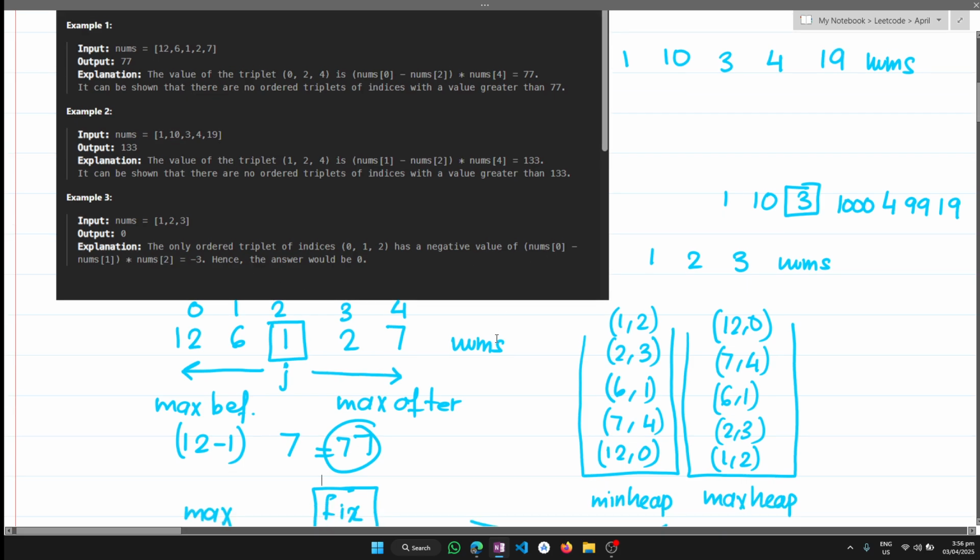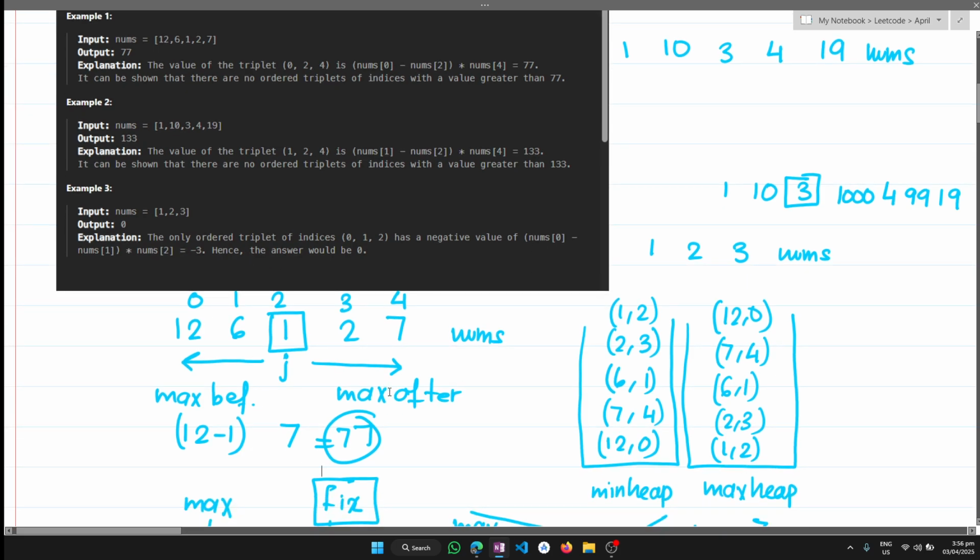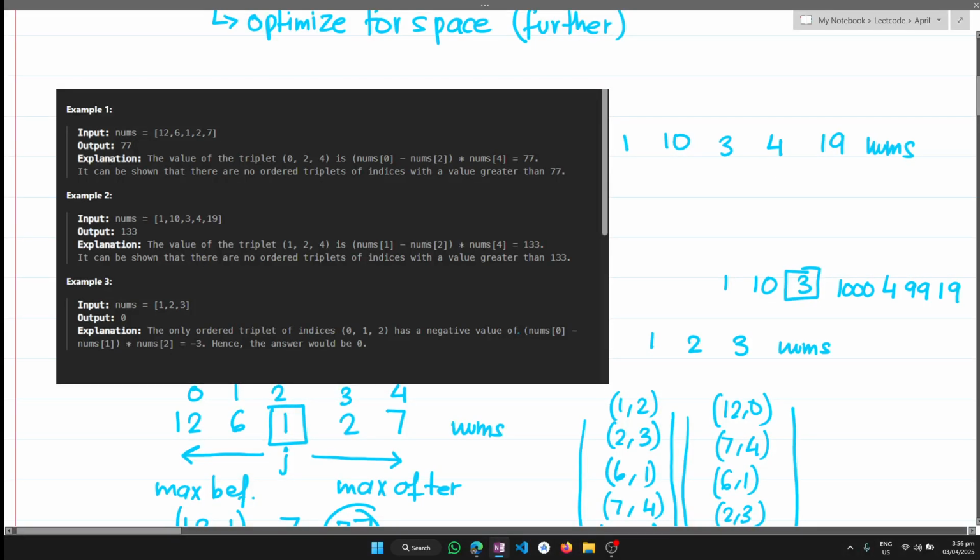But if I take the same approach and apply it over here, then you would notice that there is one mistake. This is actually the overall minimum number. I actually have to ignore this in this scenario and I have to go with 3. Why? Because the overall maximum over all triplets in this scenario is (10 minus 3) into 19. So even though this was the second highest, this was giving me the overall optimal answer.